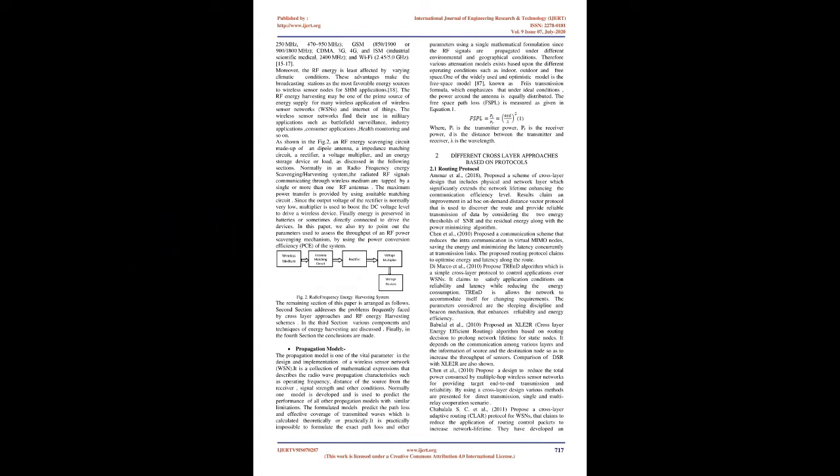On the other hand, radio frequency energy can be found in the surrounding ambient RF sources including MF, AM radio, 526.5 to 1705 kHz, FM, 87.5 to 108 MHz, TV, 41 to 250 MHz, 479 to 650 MHz, GSM, 850/1900 or 900/1800 MHz, CDMA, 3G, 4G, and ISM, Industrial Scientific Medical, 2400 MHz, and Wi-Fi, 2.45/5.0 GHz. 15 to 17.